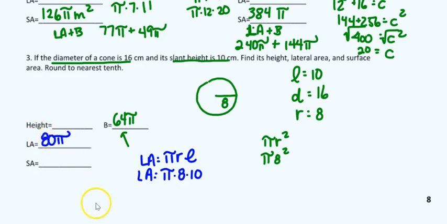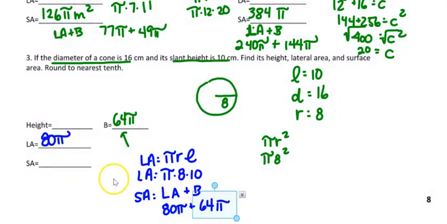All right, and if we have that, we actually have enough to do the surface area as well, because that's going to be our lateral surface area plus the base. So it'll be 80 pi plus the base, which was right there, 64 pi. All right, so our total surface area here is 144 pi.